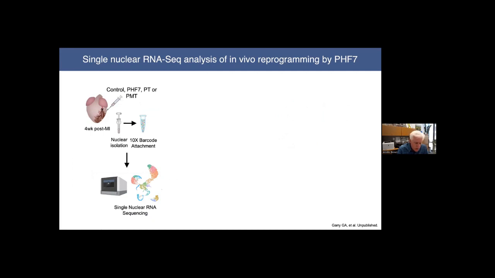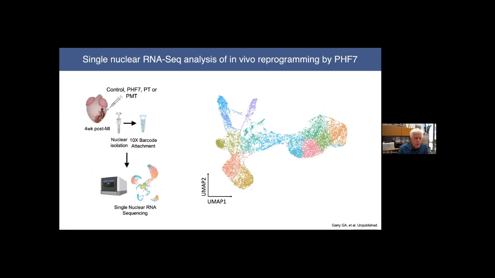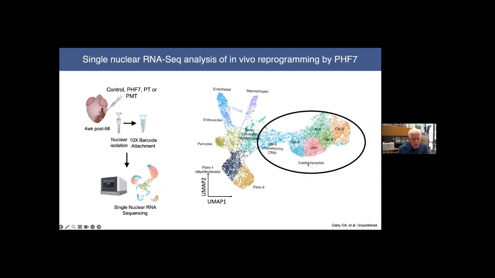We're trying to ask, at the single nucleus level, in infarcted hearts that have been injected with reprogramming factors, what is the consequence of expression of PHF7 or other reprogramming factors shown here on the fate of the cells in which they are expressed? And so to do that, we carried out, as I said, single nuclear RNA sequencing, and this generates a UMAP plot, as you can see here. And within this UMAP plot, based on markers of each of these cell types, there's a dozen or more than a dozen different cell types.